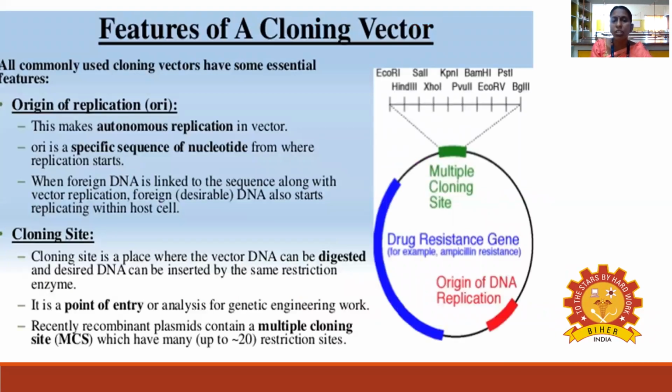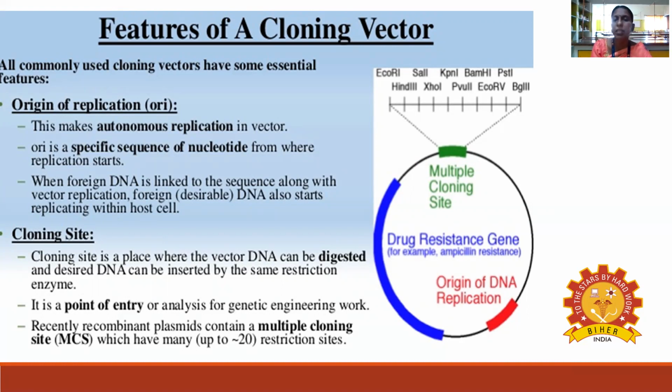So what are the features of a cloning vector? First, the origin of replication. We have talked about ampicillin resistance, tetracycline resistance and so on. All commonly used cloning vectors have some important unique features. One is the origin of replication, which makes autonomous replication in a vector possible. The next point is ORI, meaning origin of replication.